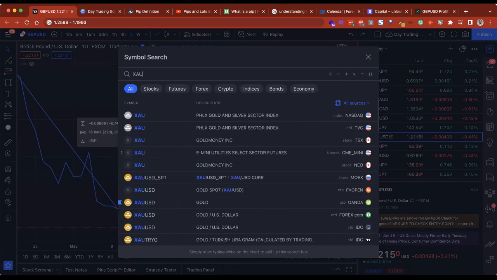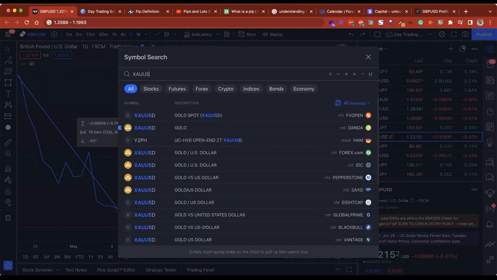Forex gold is XAU, sorry, XAUUSD if you trade against the US dollar. So that will be this one here.